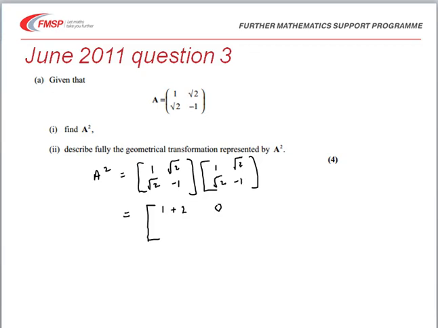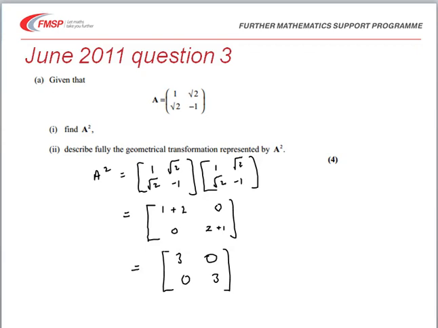Going down to the second line of the first matrix and multiplying by the first column, we get root 2 minus root 2, which is 0 again, and then finally root 2 squared, which is 2, and negative 1 multiplied by negative 1 is plus 1. So that gives us a matrix for A squared of 3, 0, 0, 3.